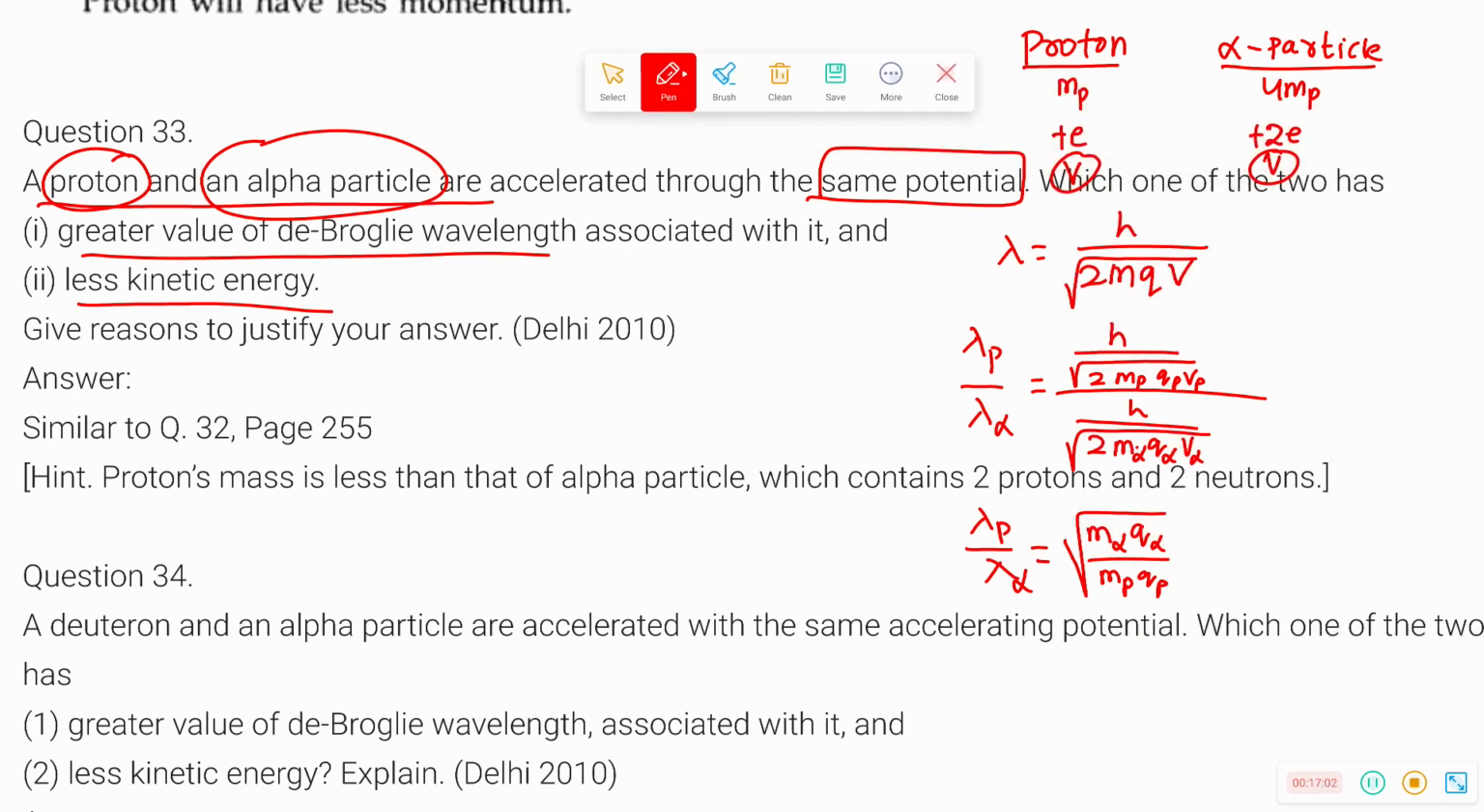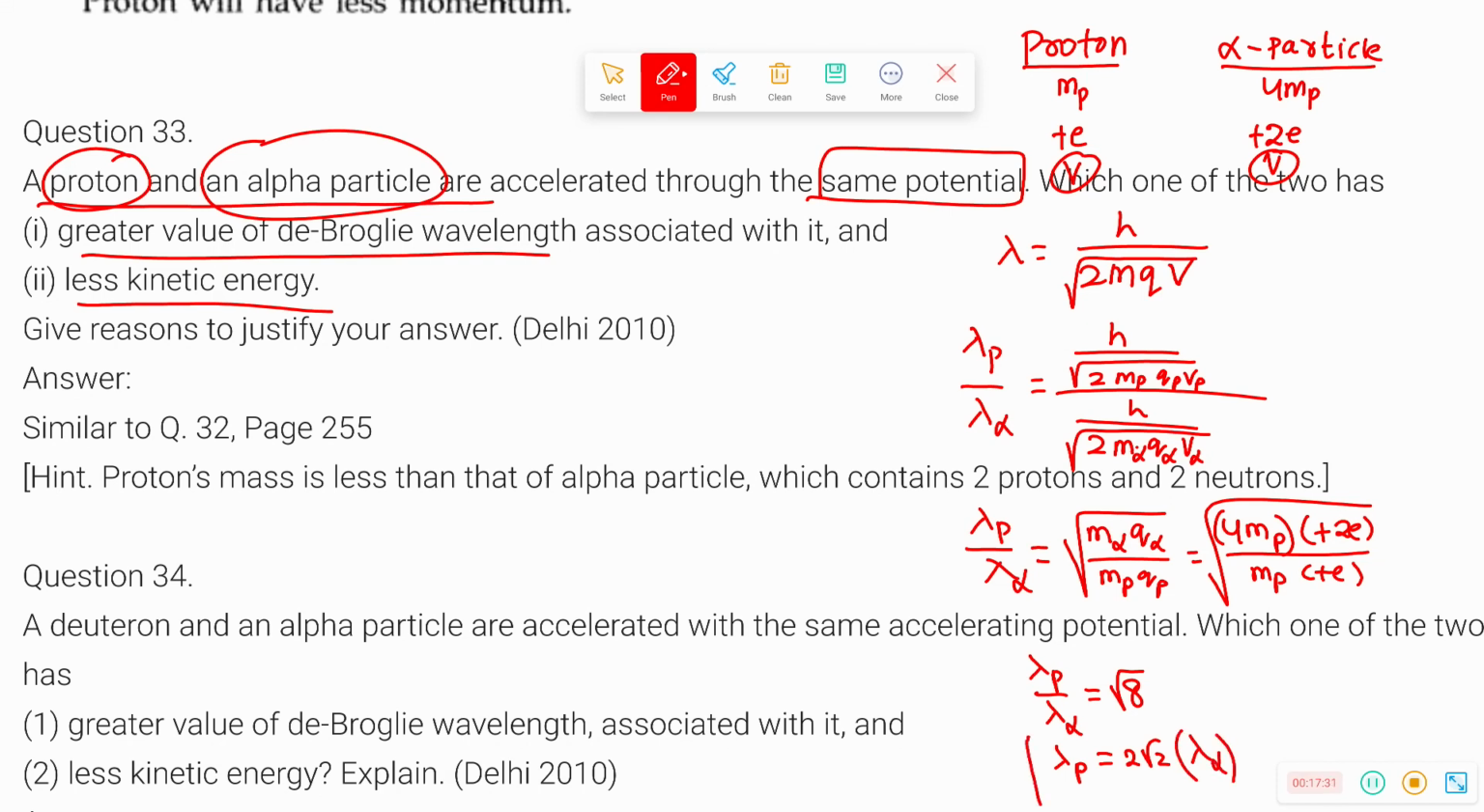Now here, what is mass of alpha? 4 times mass of proton. What is charge of alpha? 2e. What is charge of proton? Here it is e. Now mp and e cancel, so now what is coming? Lambda proton by lambda alpha is coming root 8. So that means lambda proton is 2 root 2 lambda alpha.